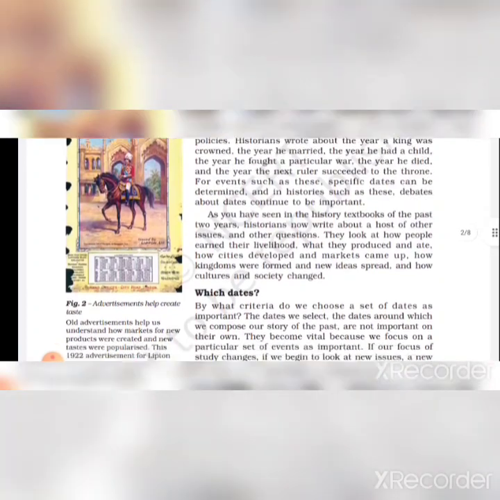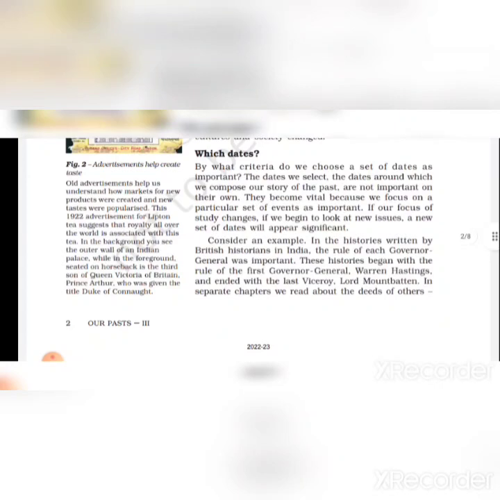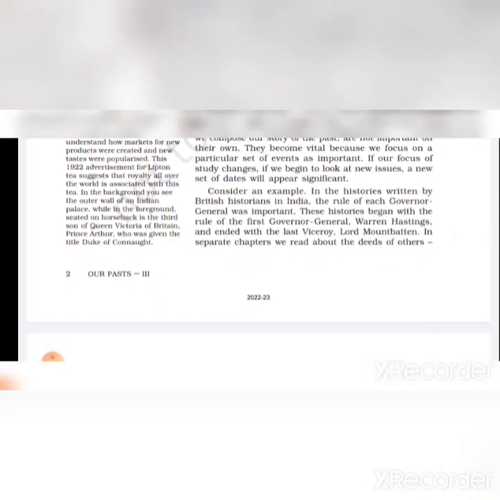Which dates, by what criteria, do we choose a set of dates as important? The dates we select, the dates around which we compose our story of the past, are not important on their own. They become vital because we focus on a particular set of events as important. If our focus of study changes, if we begin to look at new issues, a new set of dates will appear significant. Consider an example in the histories written by British historians in India.